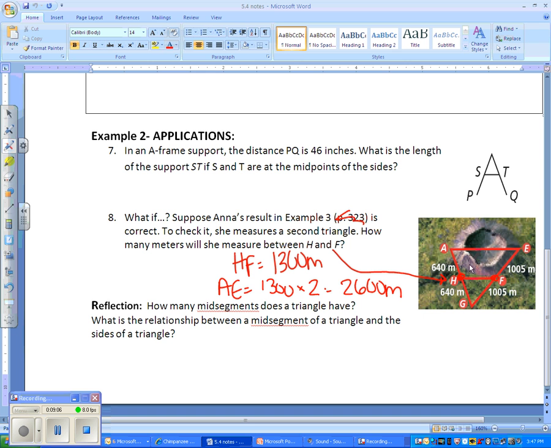So again, midsegment theorems, triangle midsegment theorem, super awesome. It could save your life one day if you have to measure the width of a volcano. Awesome. Fun fact of the video.